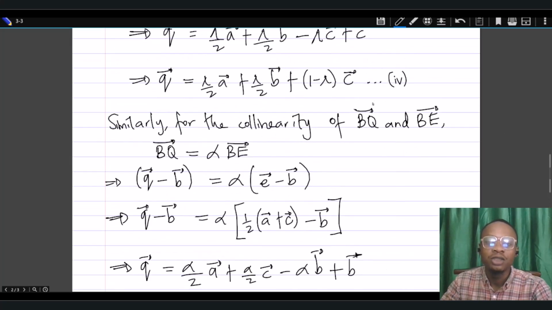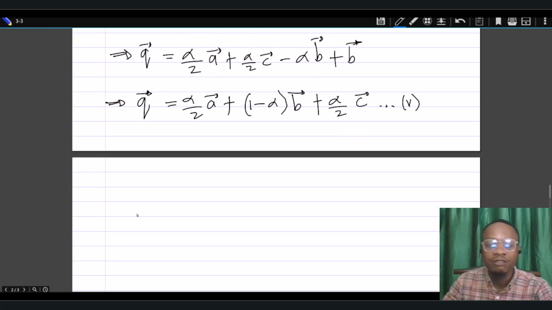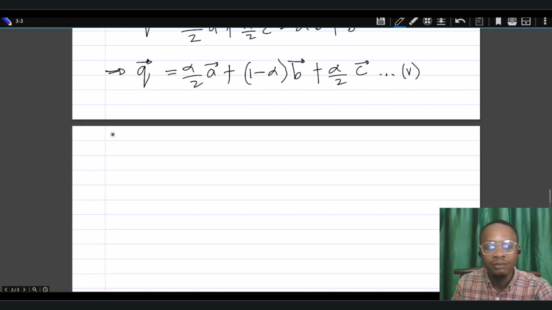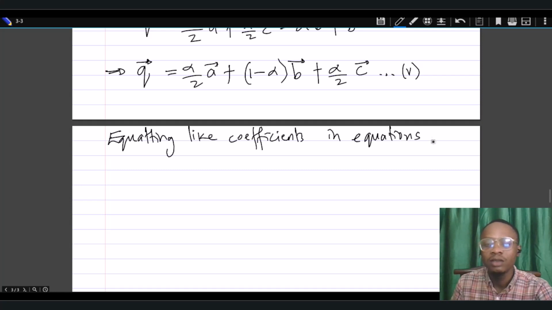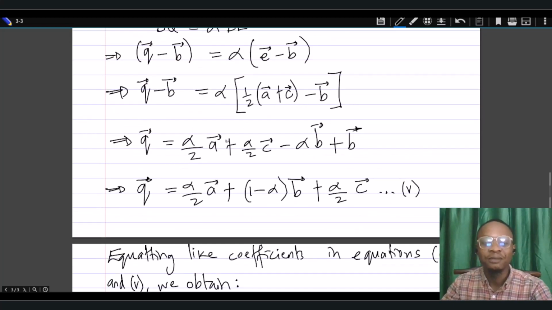So from equations 4 and 5, equating like terms or like coefficients in equations 4 and 5, we obtain. So if we equate like coefficients now, what do we get?